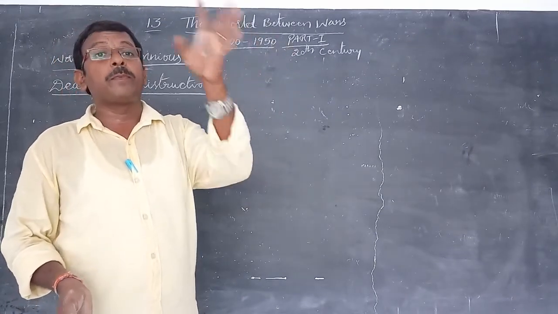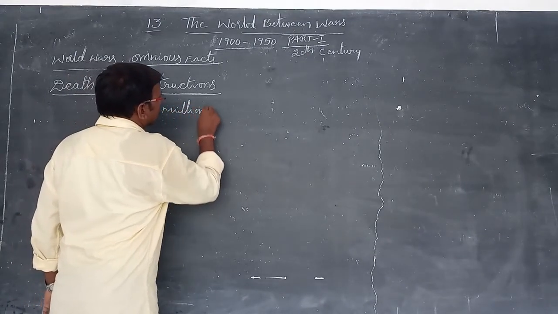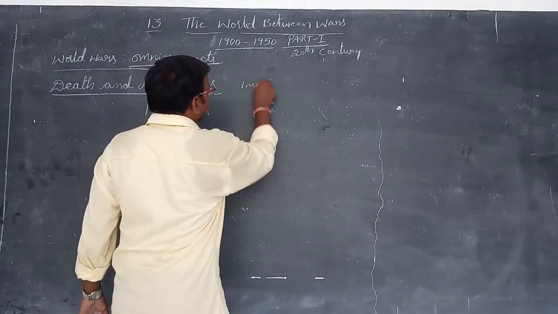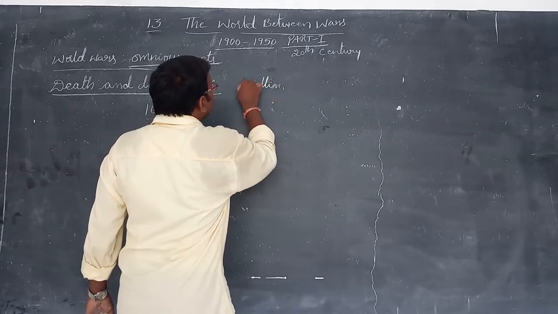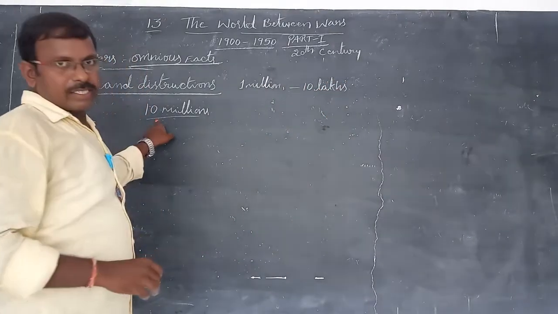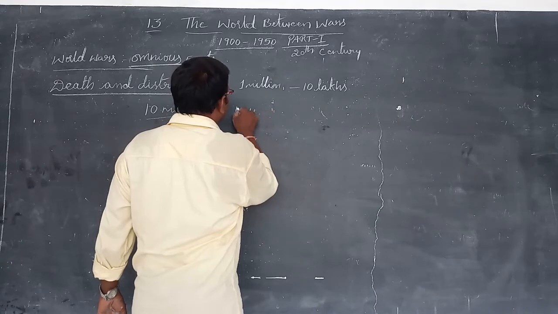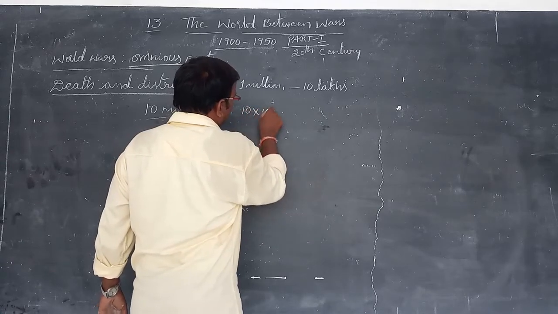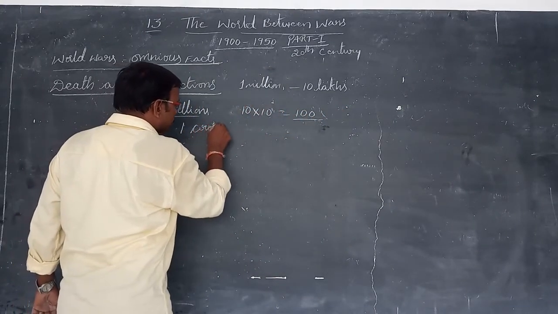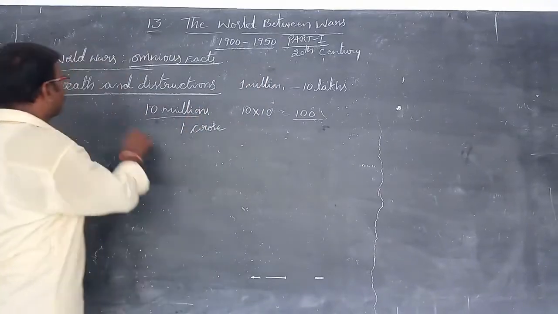nearly 10 million men died, lost their lives. 10 million. 1 million equals 10 lakhs, so 10 millions means 10 into 10, 100 lakhs, which means 1 crore people. 1 crore people lost their lives in the First World War. World War One.